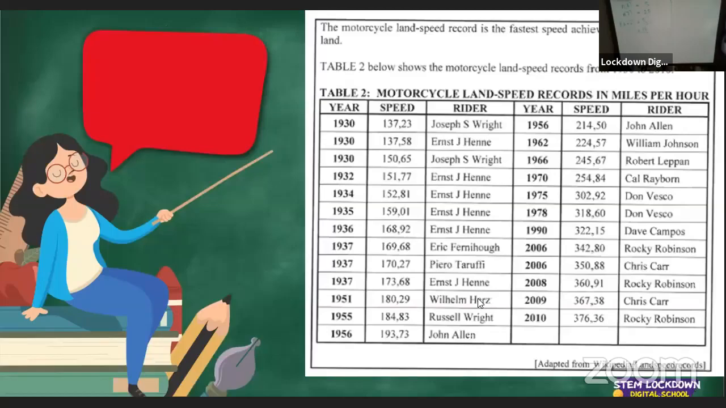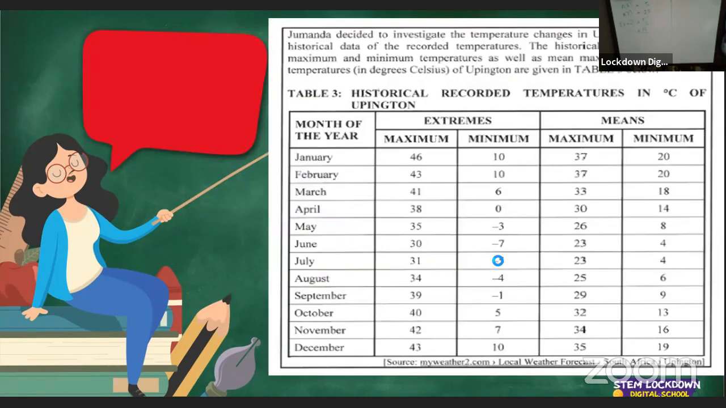Okay, let's move on, guys, to this one. Okay, so we are done with this question. I actually have another one for you.